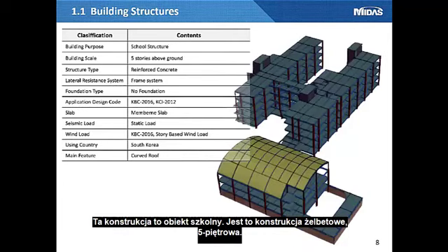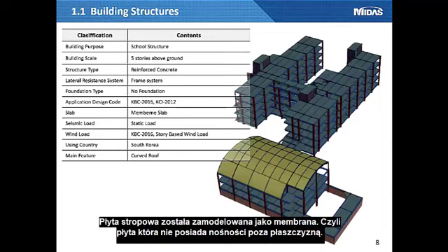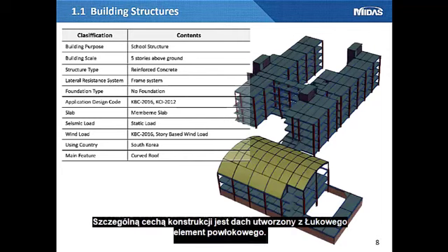This structure is a school facility. It is an RC structure composed of 5 floors. The slab type is modeled as a membrane slab that cannot resist out-of-plane forces. The special feature is that the roof is made of a curved shell member.